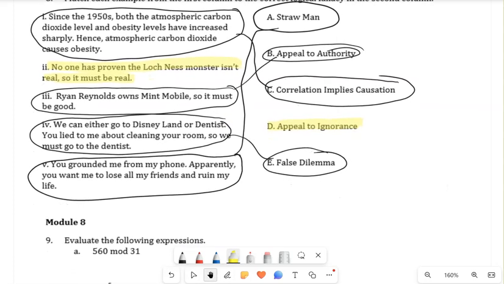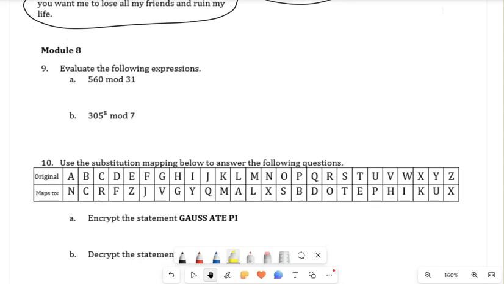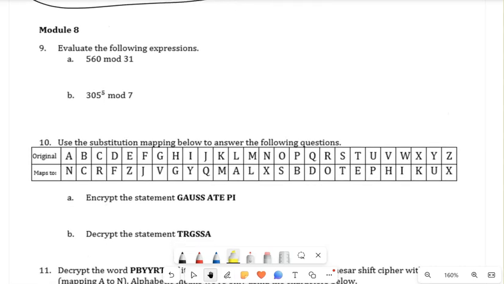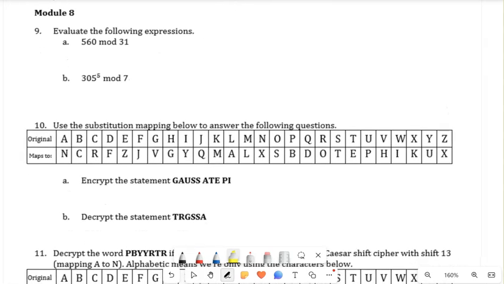Okay. We get to Module 8. Module 8 is about encryption. First off, we have modular arithmetic. Evaluate the following expressions. So 560 mod 31. What we need to do is divide 31 into 560. We will get a whole number and we will get a remainder, and the remainder is the answer.